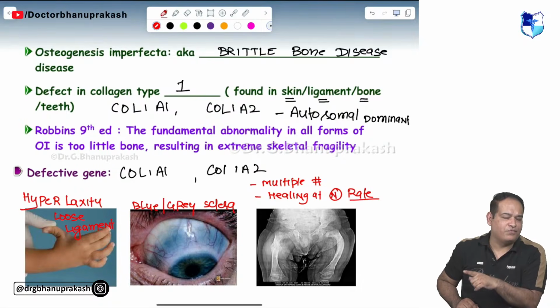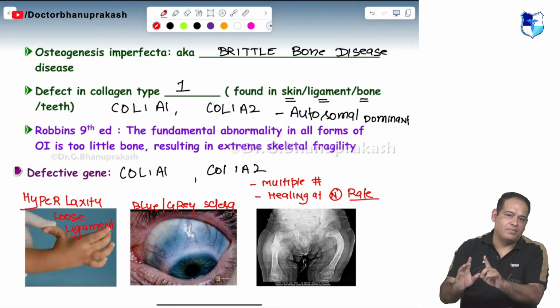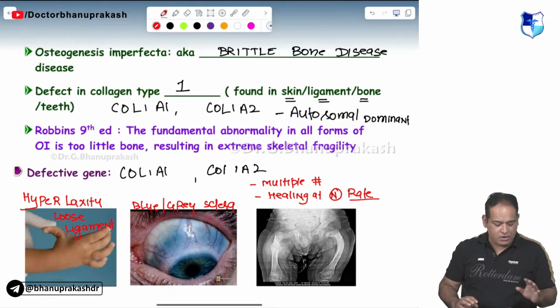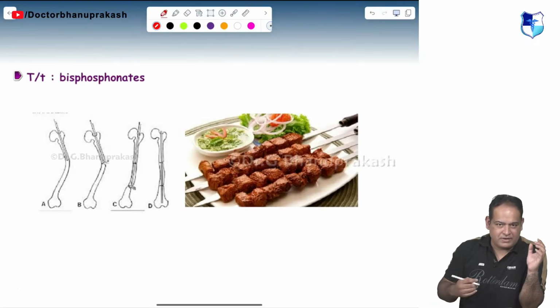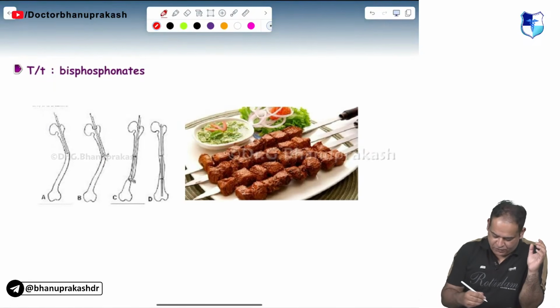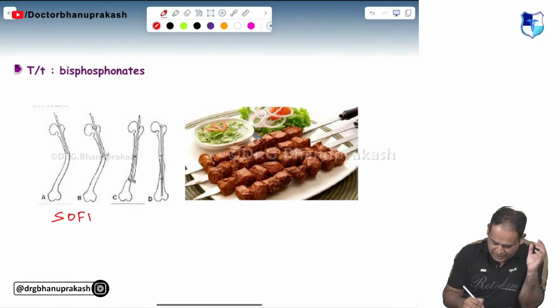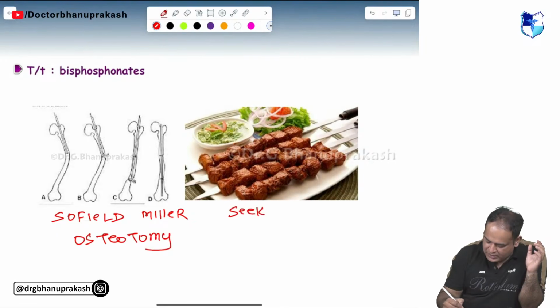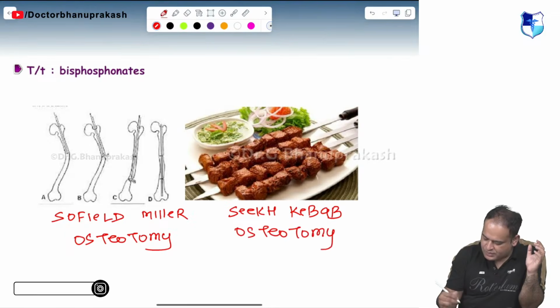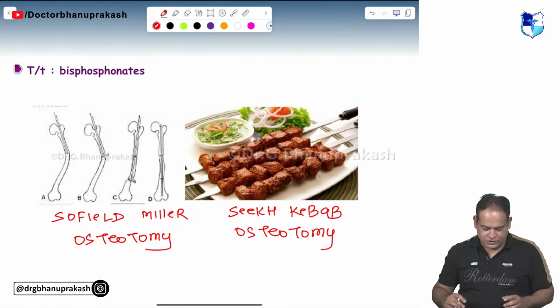So here the bone formed is bad, but it will form at the same speed. So fractures will heal at the same rate, normal rate. Treatment is bisphosphonate and the surgical treatment is Schofield Miller osteotomy. Now this is called as Edihd osteotomy.